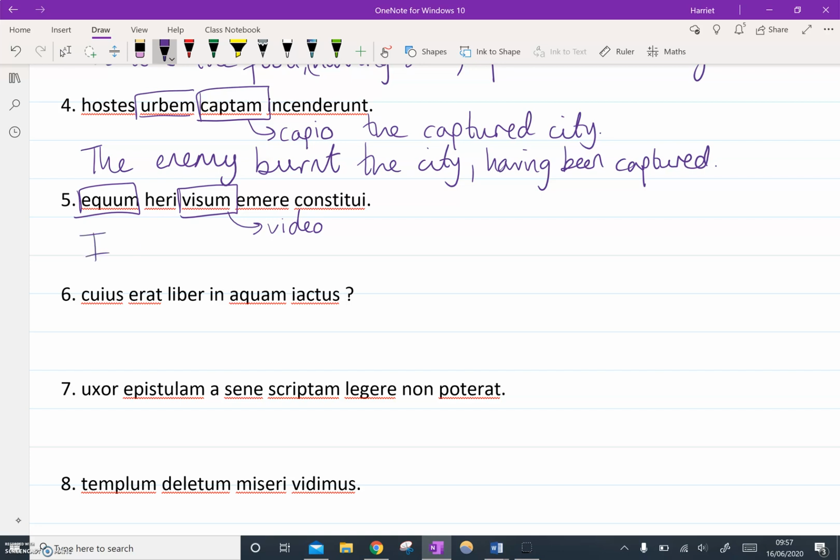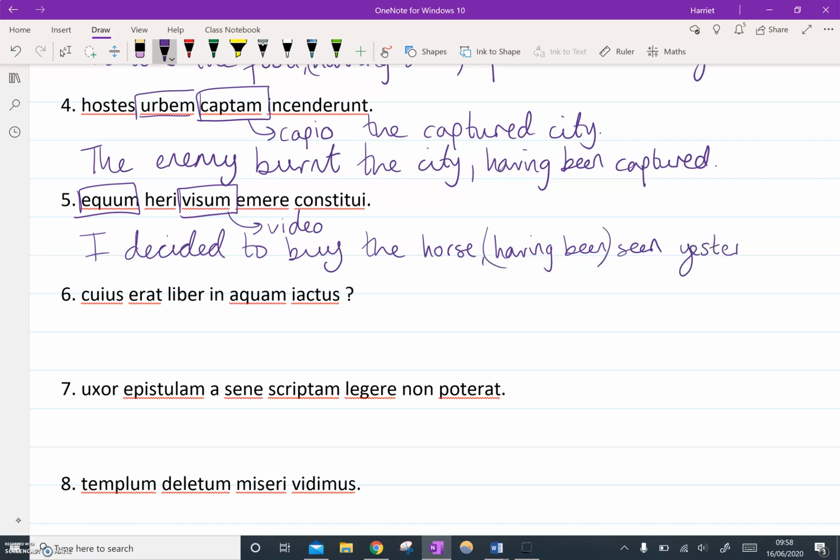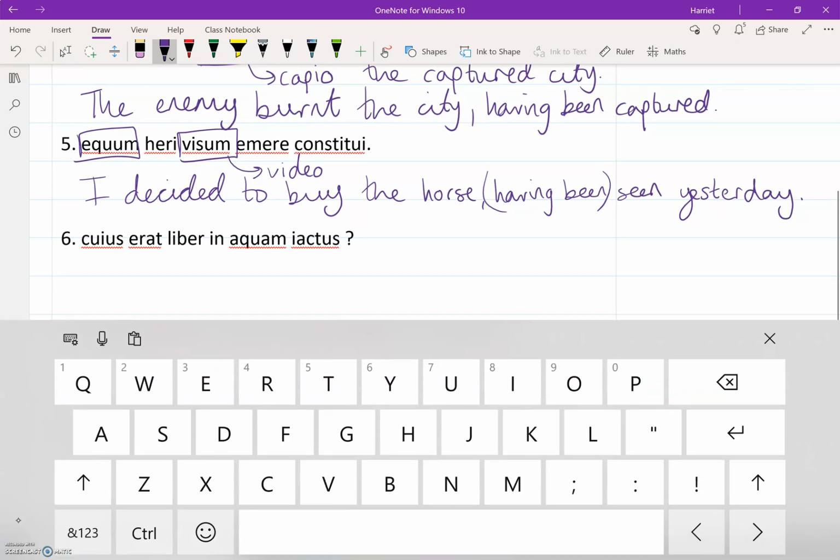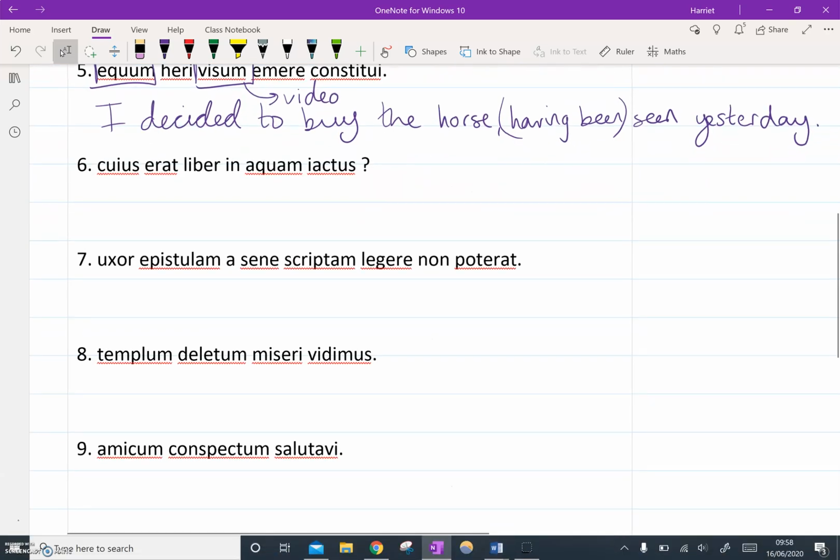Constitui, I decided. Emere, to buy. The horse, having been seen, or just seen, yesterday, Harry. Okay. Halfway there. Okay, so let's look at number 6.